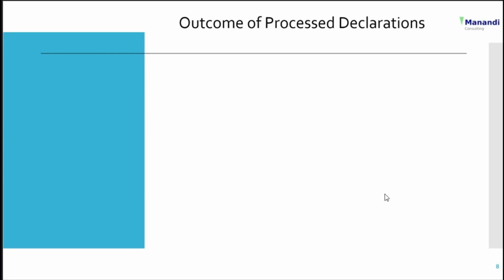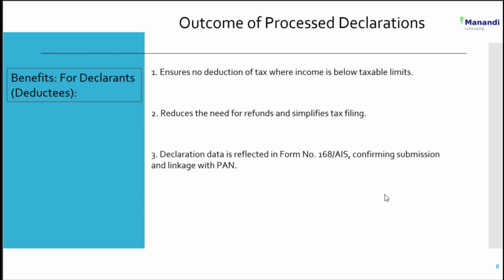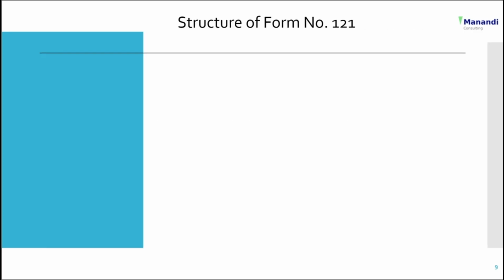What are the outcomes of the declaration process? Why should we submit these declarations? Some of the benefits for declarants and deductees: it ensures no deduction of tax where income is below taxable limits, and it reduces the need for refunds and simplifies tax filing. And the declaration data is reflected in Form 168, which is the AIS, confirming submission and linkage with the PAN.